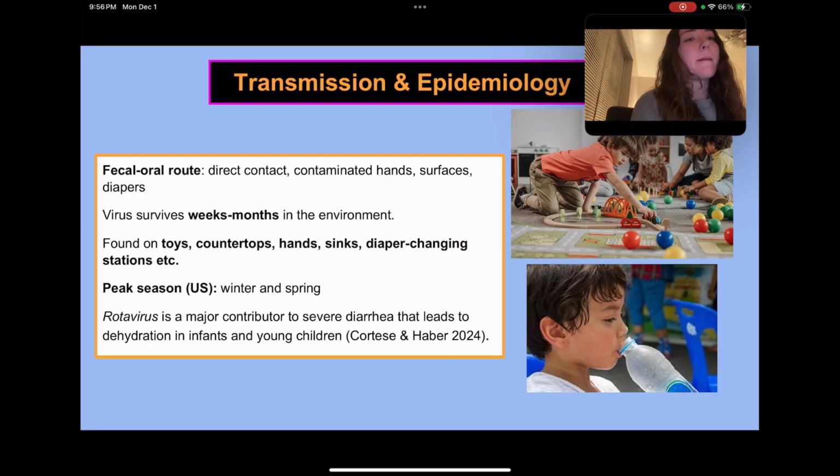Transmission and epidemiology. This virus goes the fecal-oral route. This virus lives and survives weeks to months in the environment. It is found on toys, countertops, hands, sinks, diaper changing stations, and many other objects. The peak season for this virus is in the winter and the spring. Rotavirus is a major contributor of severe diarrhea that leads to dehydration in infants and young children.